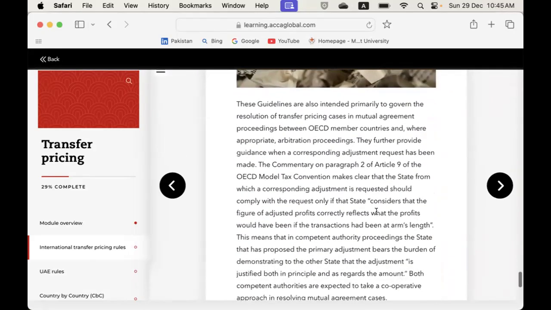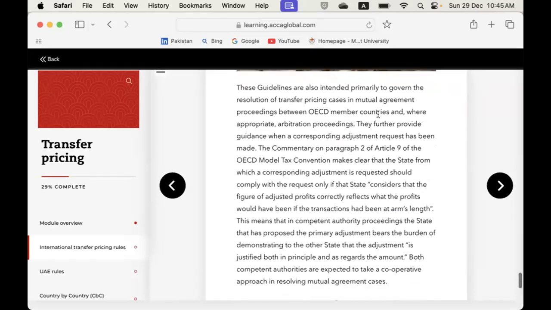Following the guidelines, these guidelines are also intended primarily to govern the resolution of transfer pricing cases in mutual agreement proceedings. So, if you recall, one of the areas of double tax agreements or the Model Tax Convention 2017 was the tax administration, mutual agreement procedures. There can be a disagreement between entities of two different countries, and two authorities may have to discuss a matter where there was an apparent disagreement and come to a mutual consensus. That is called mutual agreement procedures or proceedings between OECD member countries, and where appropriate arbitration proceedings.